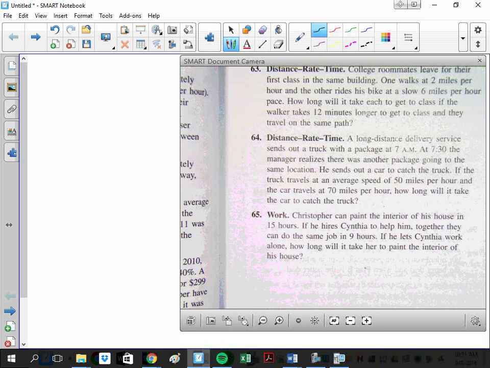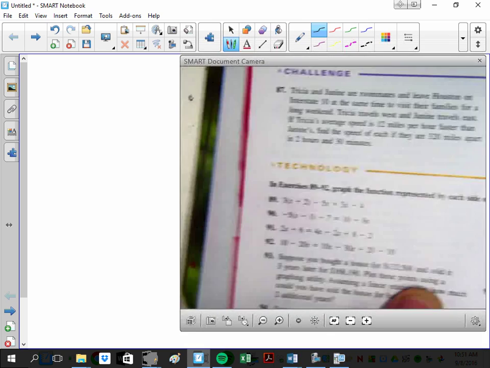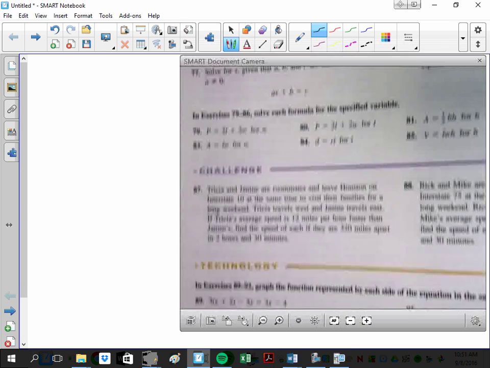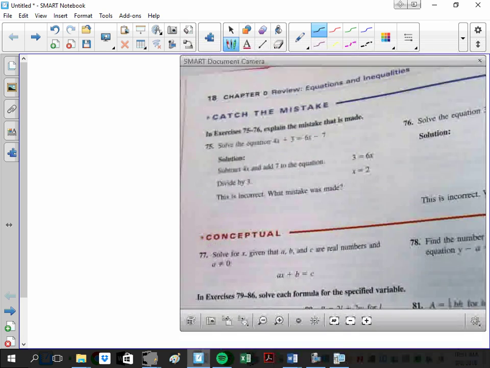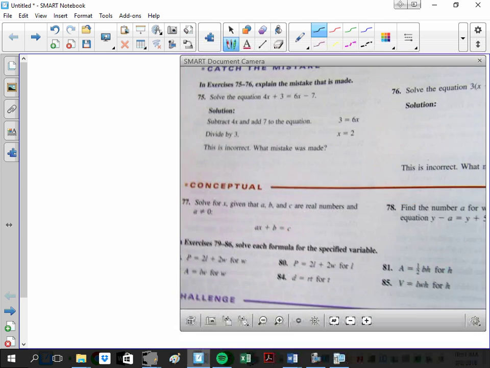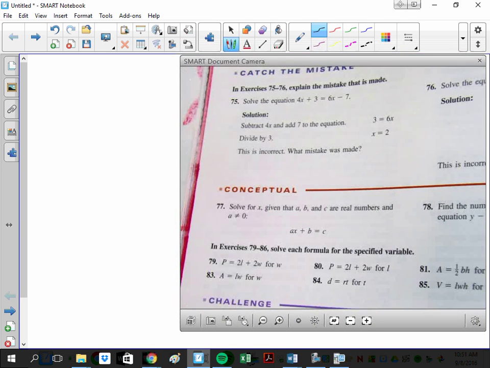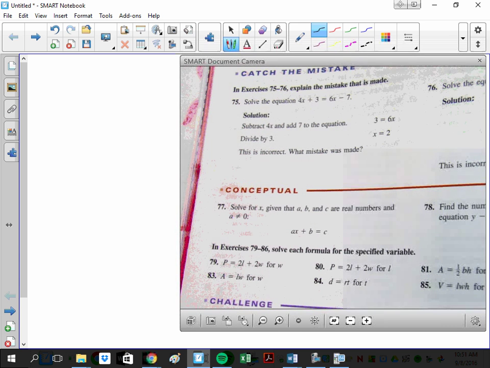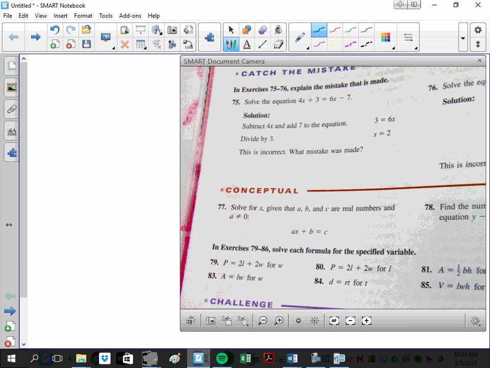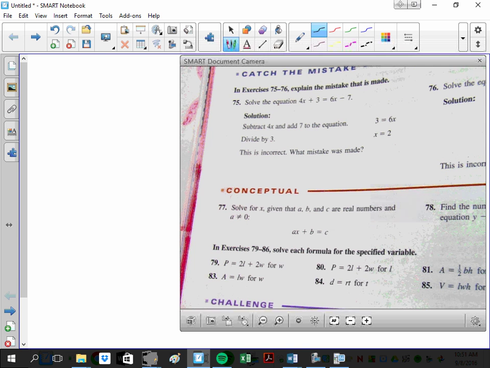Turn the page. At the end of every section, you have these questions, and a lot of times we'll be working on them. You have the catch the mistake problems. In the catch the mistake problems, it will give you the question, and it will give you a solution method, and it's always wrong. Somewhere along the way, they made a mistake. All you have to do is identify where the mistake is. Where did they go wrong?